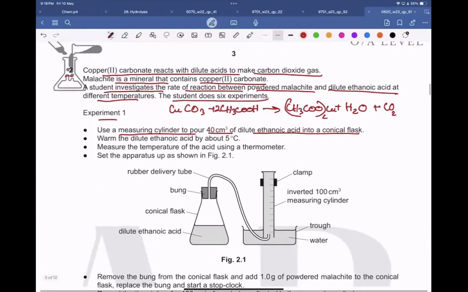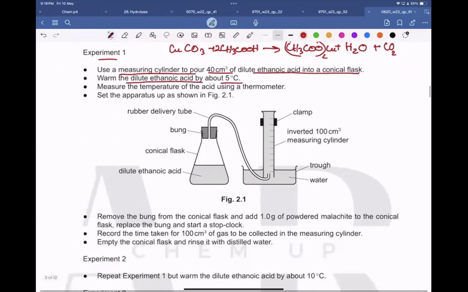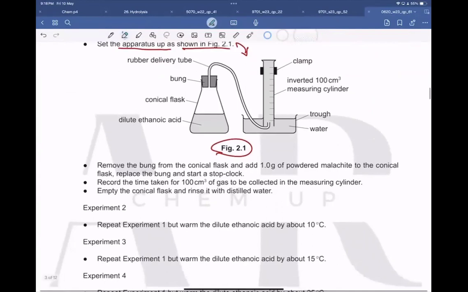Okay. Using a measuring cylinder, pour 40 cm³ of ethanoic acid into a conical flask, warm the dilute ethanoic acid to about 5 degrees Celsius. Measure the temperature of the acid using a thermometer. Set the apparatus up as shown in figure 2.1. So see, this is figure 2.1. Here we are going to collect the gas and record its volume. This is the bung, you can see. Remove the bung from the conical flask, add 1 gram of powdered malachite, replace the bung and start the stop clock.